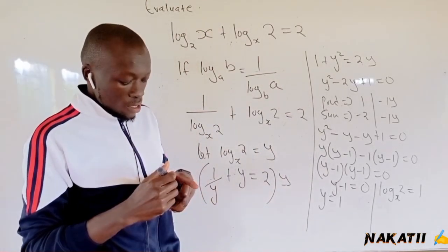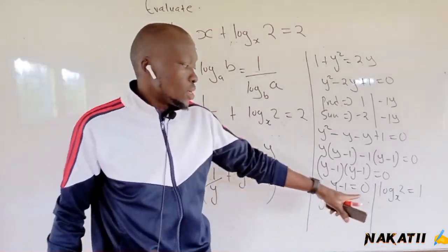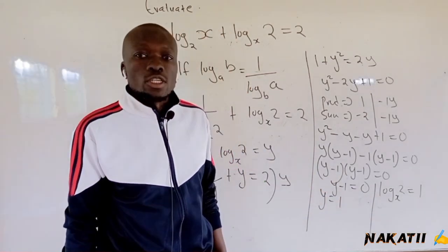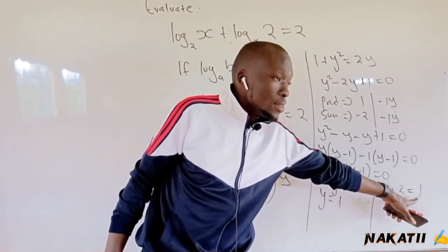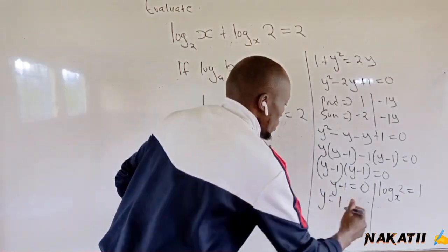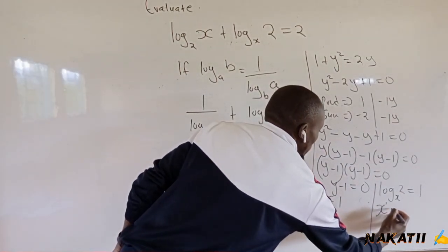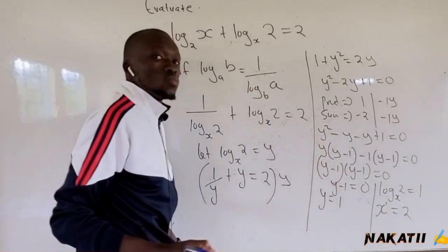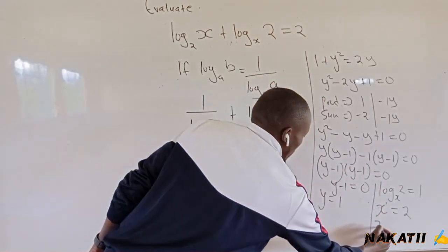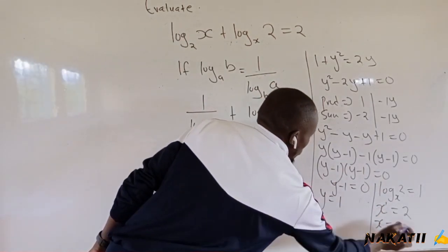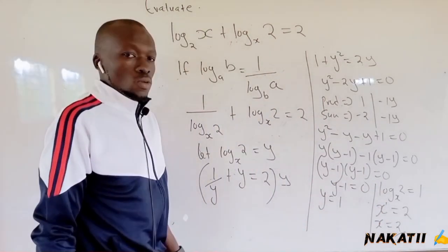So to get the value of x, we convert this one from log notation to index notation. This is the base and this is the power. You're going to have x raised to 1 is equal to 2. So x raised to 1 is equal to 2. The answer means x is 2. And that is how we solve that question.